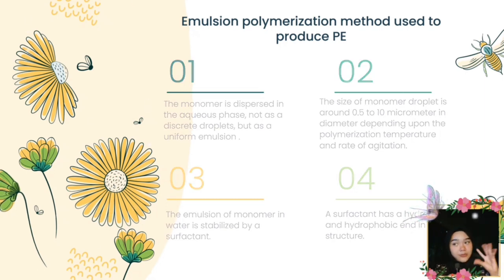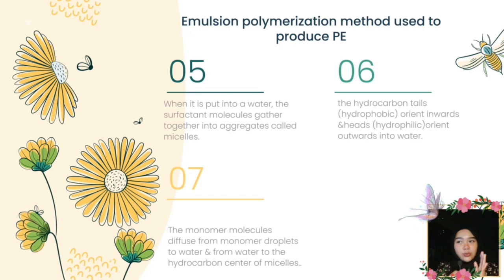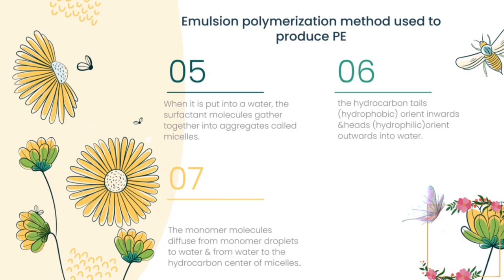And next is number 5. When it is put into water, the surfactant molecules gather together in aggregates called micelles. Number 6, the hydrocarbon tails, called hydrophobic, are oriented inward, and the head, which is hydrophilic, is oriented outward into water. Lastly is number 7. The monomer molecules diffuse from the monomer droplet to water, and from water to the hydrocarbon at the center of the micelle.